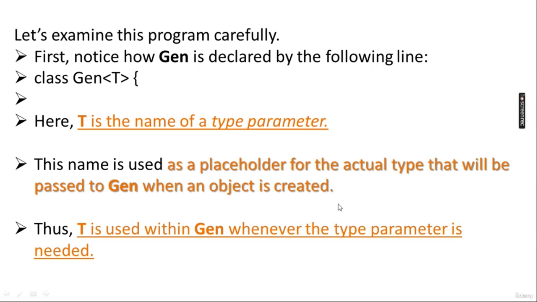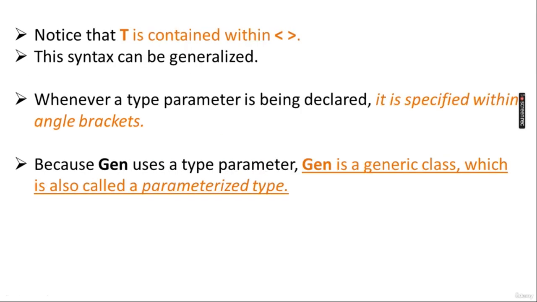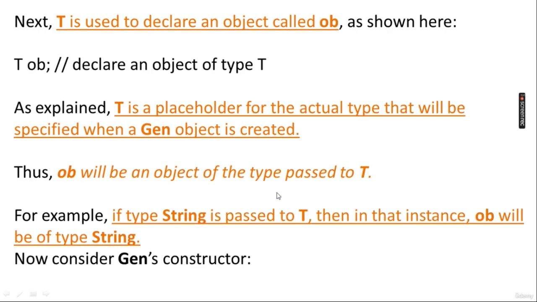So T is used within Generics wherever the type parameter is needed. T is contained within opening and closing angle brackets, the less than and greater than special characters. This syntax can be generalized. Whenever a type parameter is being declared, it is specified within the angle brackets. Because Generics uses a type parameter, Generics is a generic class, which is also called a parameterized type.